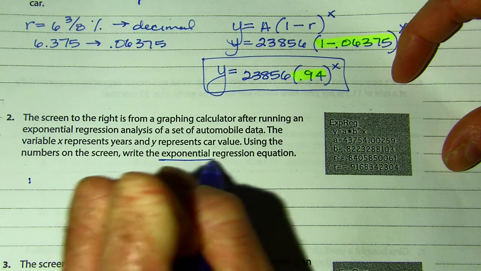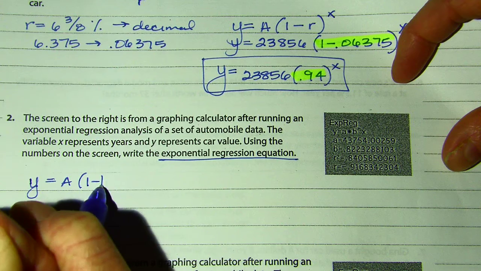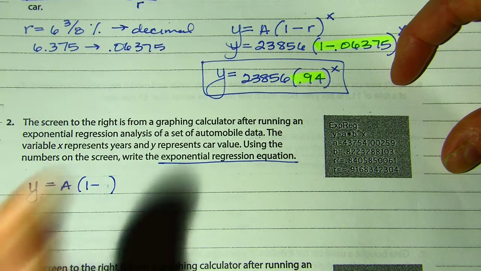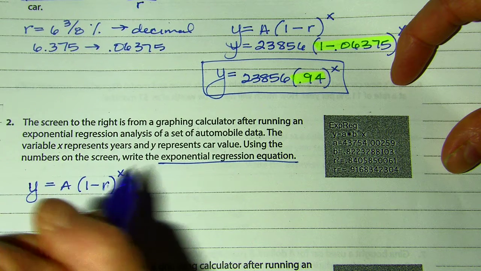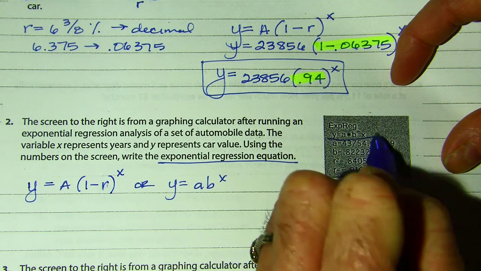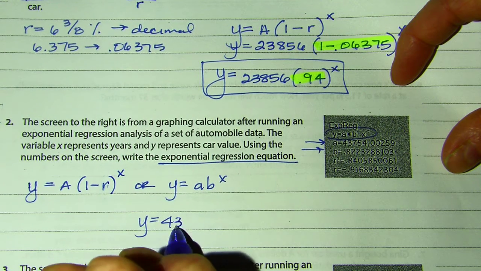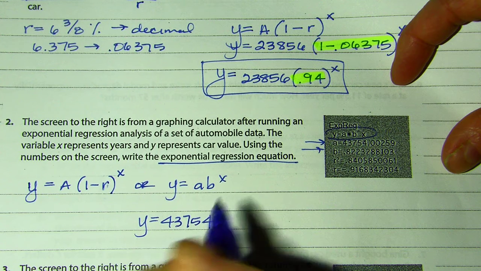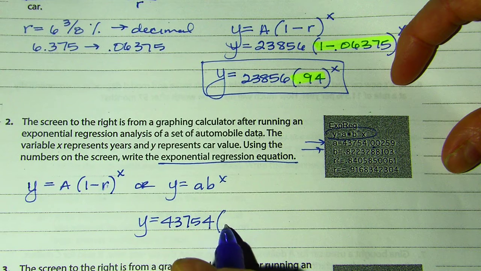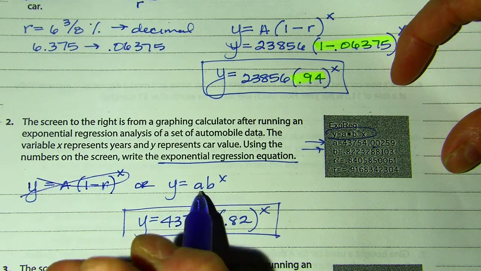So this says exponential equation. So I need y equals a times 1 minus r to the x, or y equals a times b to the x. Now notice they use that form. Here's a, here's b. So y equals 43,754 times b, so 0.82 to the x. That's it. So I didn't need this form because they gave me a and b.